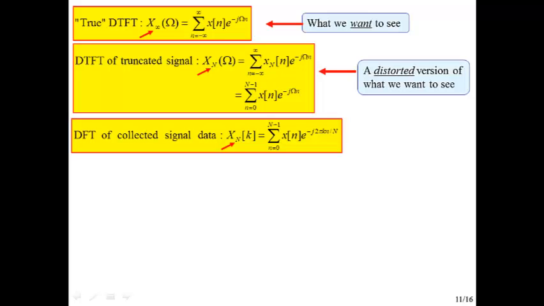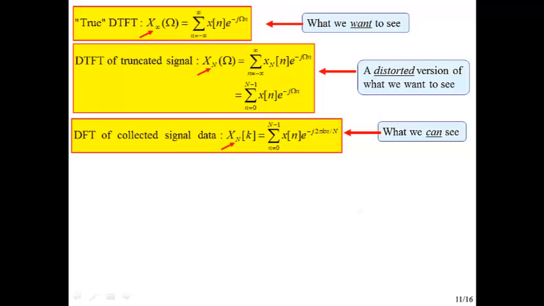So the DFT of our collected signal data is just found by replacing this omega by the appropriate 2 pi k over n, just like we've been doing in the past, and we'll put a subscript down there to indicate that this is a DFT for n data points. That's what we can compute and see.